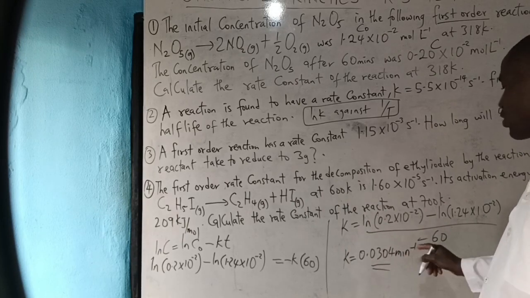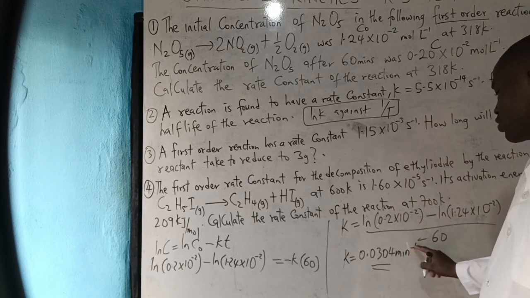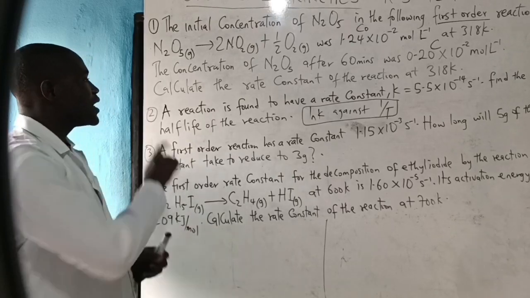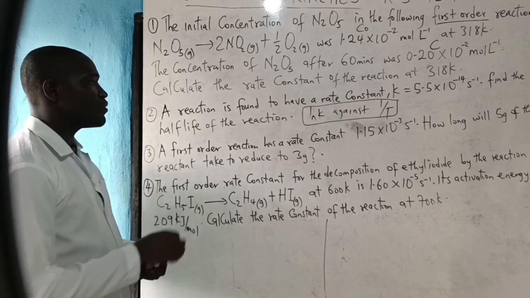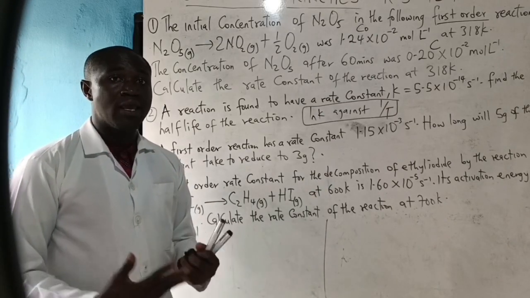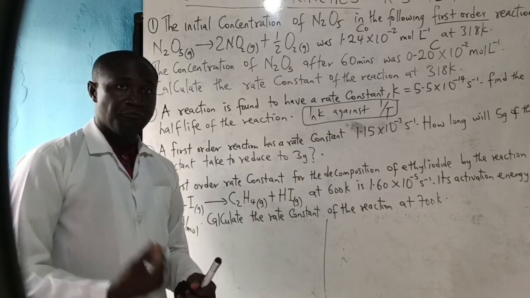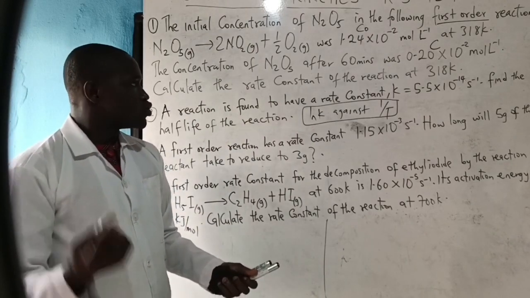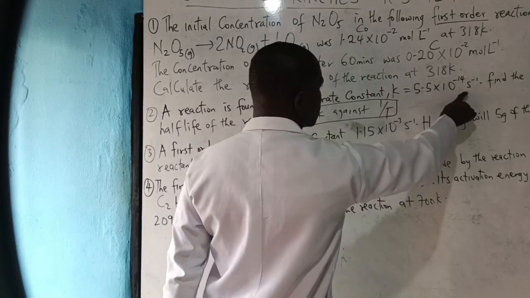So use your calculator and confirm it and comment on the comment box below so that you verify this answer. Now we go to question number 2, which says a reaction is found to have a rate constant of K equal to this. Find the half-life of the reaction. As we discussed before now, we have many formulas for half-life of what reaction? Half-life of zero order, first order, and second order. So which one should we use? We do not know. So what you do is that check the value of K. What unit is it? Look at K is equal to this per second.